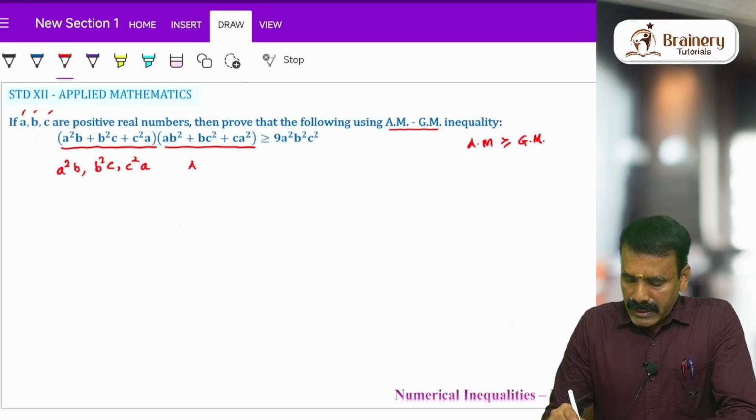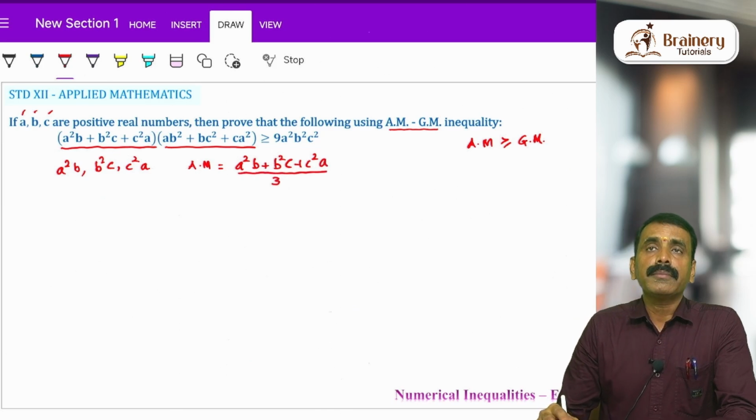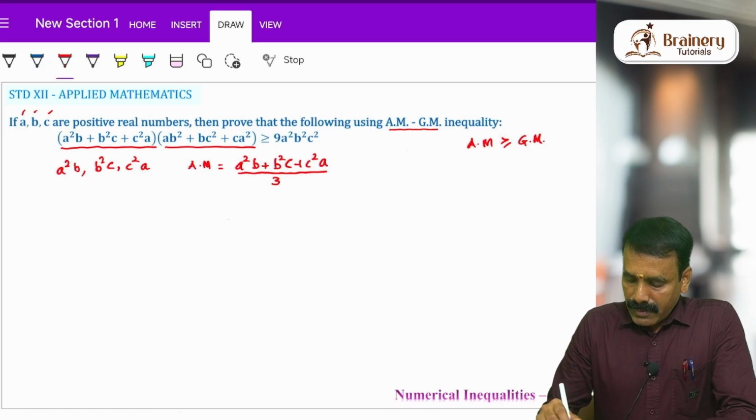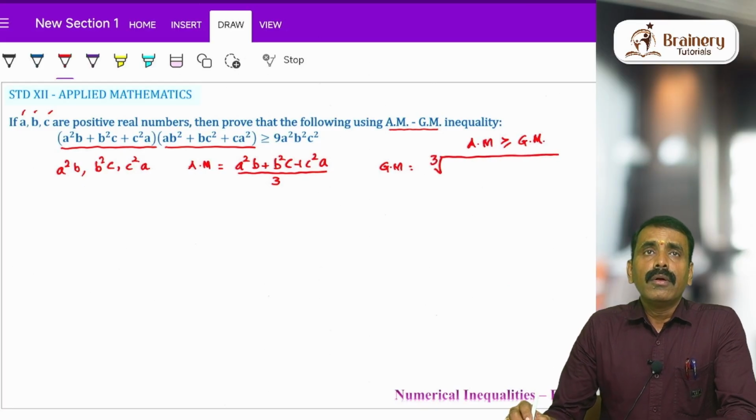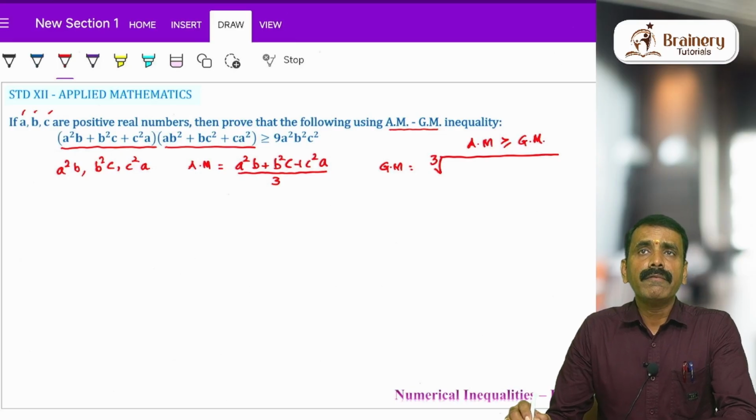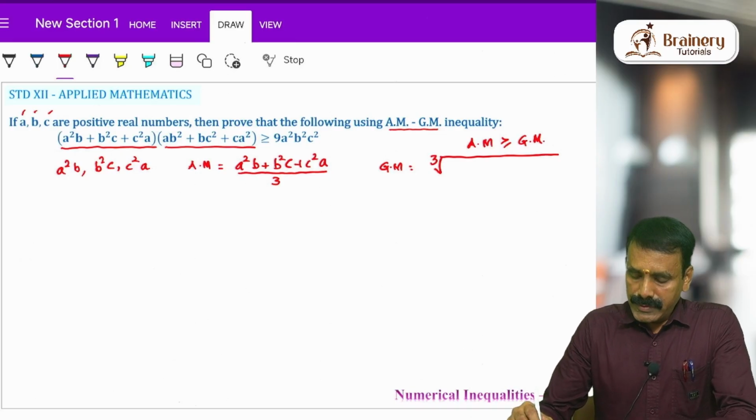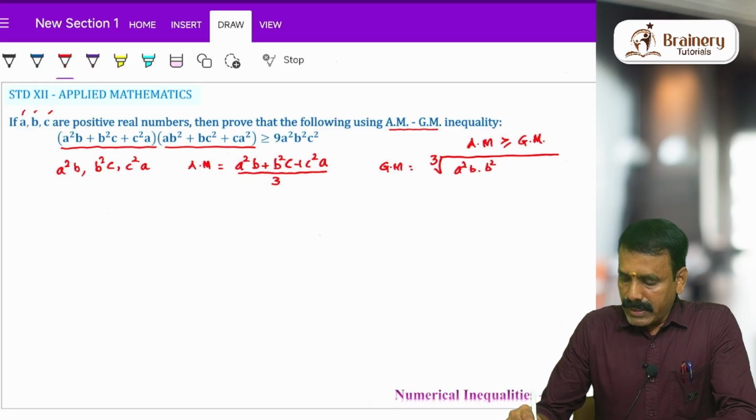What is the arithmetic mean of these 3 numbers? AM will be equal to A square B plus B square C plus C square A divided by 3. This is your arithmetic mean. What is the geometrical mean for these 3 numbers? Geometrical mean of these 3 numbers will be equal to the cube root of. Why do we have to take the cube root? Because we are going to multiply 3 terms. Which are the terms? A square B, B square C, C square A.